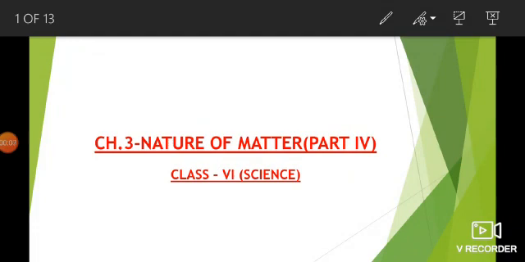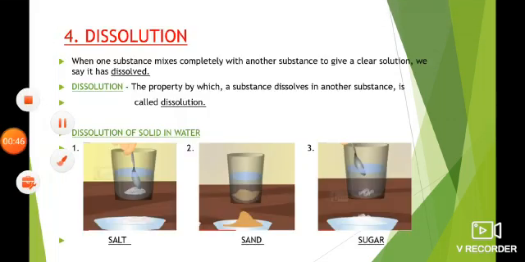Today also we will continue with the same chapter, that is nature of matter. In this chapter our current topic is the properties of matter. In this topic till now we have discussed the properties like transparency, floating and sinking, and diffusion. I hope you remember all these. Today we will start the next property of the matter, that is dissolution.